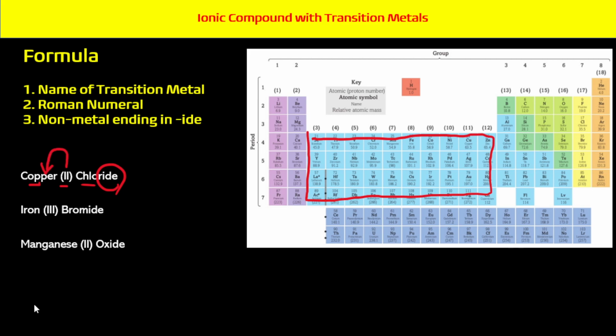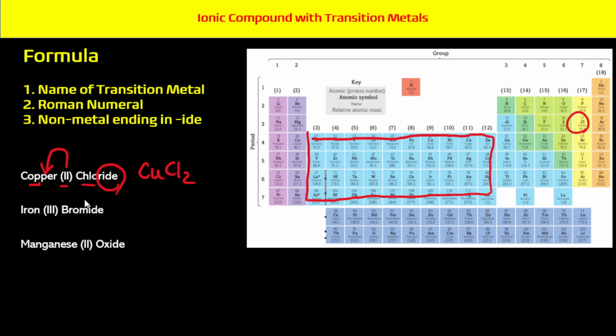Copper(II) chloride means that copper has a charge of 2+, and chloride as usual will have a charge of -1 because it's in group 7. So you have to multiply Cl with 2 in order to balance it, so it will be CuCl2. Now how about iron(III) bromide?